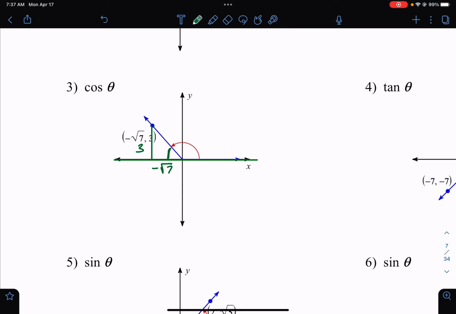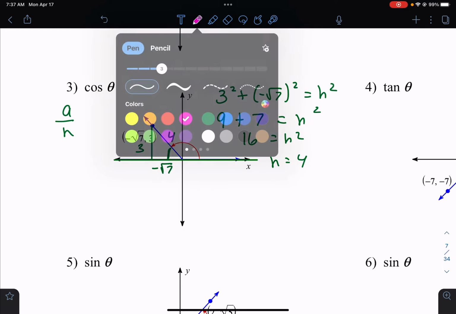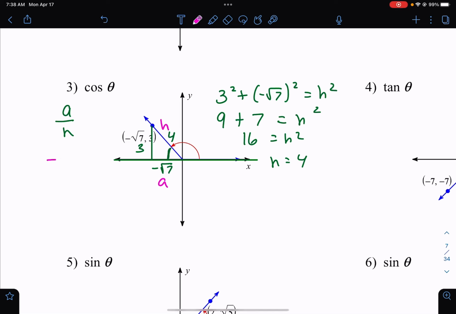In this case, they're asking for cosine, so we need adjacent over hypotenuse. We have to work on finding that. So we do 3 squared plus (-√7) squared equals our hypotenuse squared. That's 9 plus 7 equals our hypotenuse squared, which gives us 16. So our hypotenuse is 4. We want adjacent over hypotenuse, so we get -√7 over 4, and that would be our answer there.